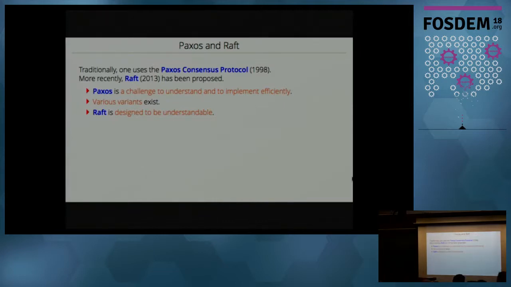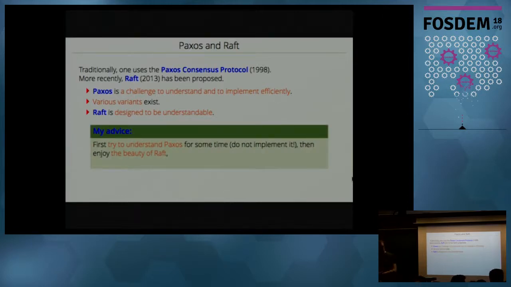A solution to this problem are several consensus protocols. Traditionally, the first protocol is called Paxos, written in 1998. Paxos is super good, but it's a challenge to understand, and even more of a challenge to implement correctly. So I personally have read this paper like five times, and I'm still not sure if I understood everything. But the thing is super complicated. And for us, various variants exist to make it a bit simpler to implement and to follow. And the most well-known one is called Raft from 2013. And this has been designed to be understandable and implementable. It is still complicated, but it's doable.